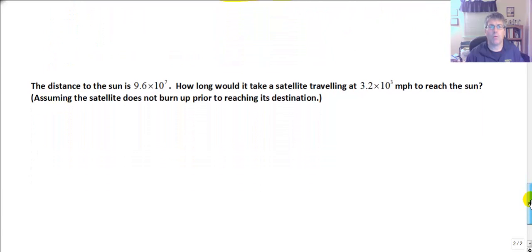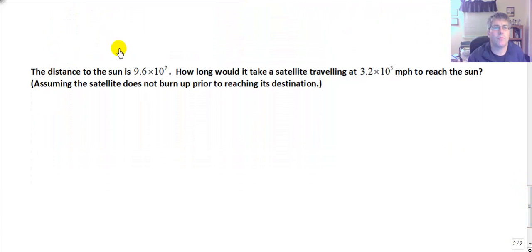And finally, a word problem. Might have a couple of word problems. We'll see somewhat of an application of the laws of exponents. The distance to the sun is 9.6 times 10 to the 7th miles. How long would it take a satellite traveling at 3.2 times 10 to the third miles per hour to reach the sun? And let's assume that the satellite does not burn up prior to reaching its destination. So this is in miles. So if we take our distance and divide it by our rate, we can find our time.